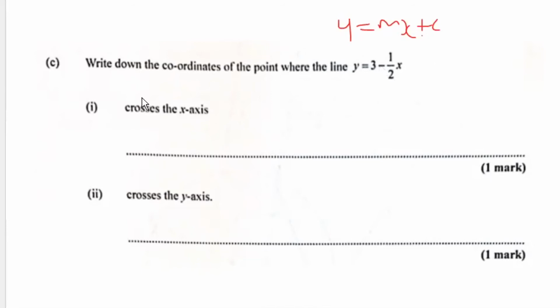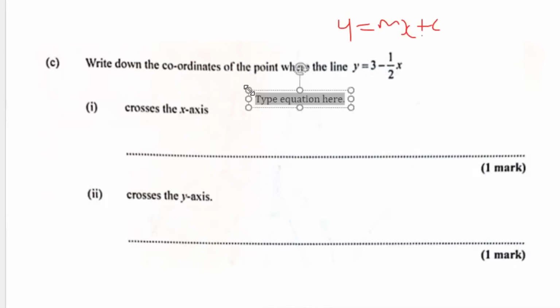Part 1 says we're writing down the coordinates for where it crosses the x-axis. If you remember, at the point where it crosses the x-axis, our y value would be 0. So I could go ahead and solve for that.